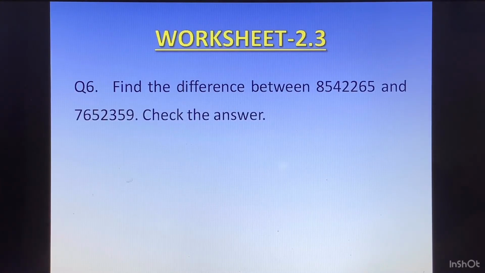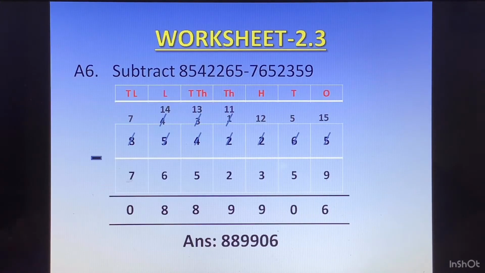Question 6. Find the difference between 8542265 and 7652359. Check the answer. In this question, you will subtract and find the answer. The answer comes out to be 889906. You have to check the answer also.